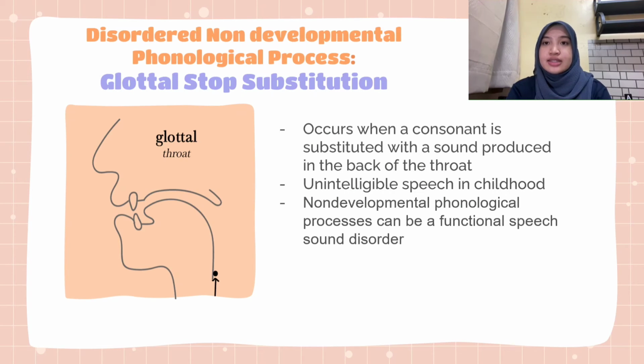Next, the disordered non-developmental phonological process is the glottal stop substitution. It occurs when a consonant is substituted with a sound produced in the back of the throat. Glottal stop is known for unintelligible speech in childhood and often involves the use of unusual or deviant phonological processes. The non-developmental phonological process can also be a functional speech sound disorder.